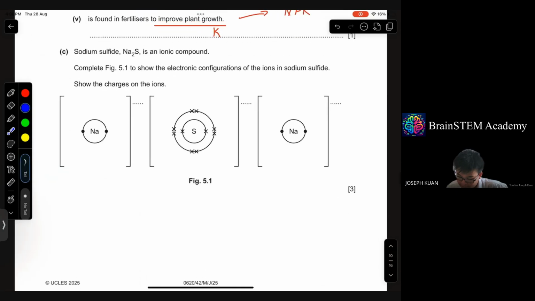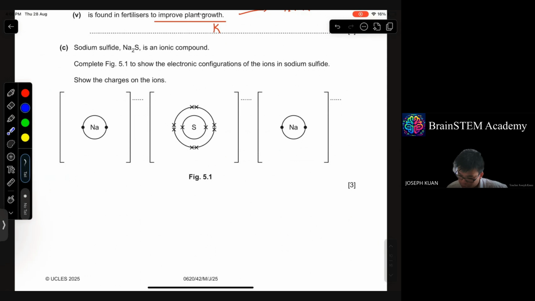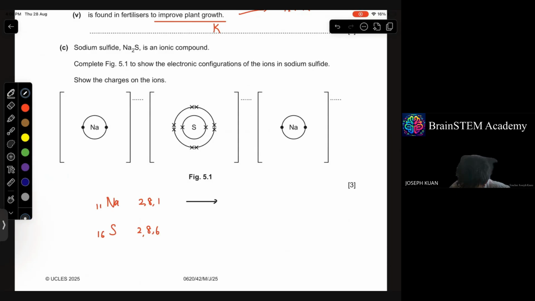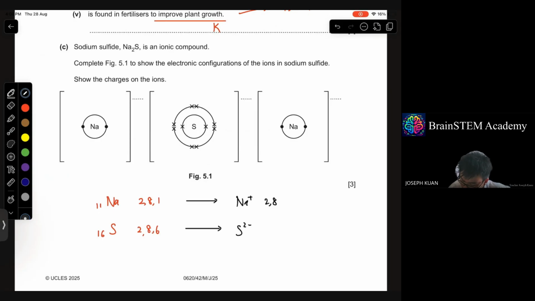Next, sodium sulfide is an ionic compound. Complete figure 5.1 to show the electronic configurations of the ions in sodium sulfide. Show the charges on the ions. Now, the sodium electron arrangement based on the periodic table is 2,8,1, whereas sulfur is 2,8,6. To get a full outer shell, sodium will become a sodium ion, which is 2,8, and our sulfur will become a sulfide ion, which is 2,8,8. So for sulfur, we have its original 6 electrons, but 2 coming from sodium.